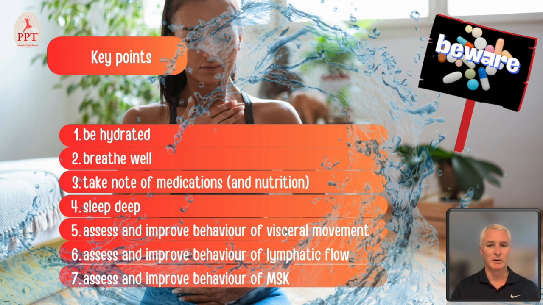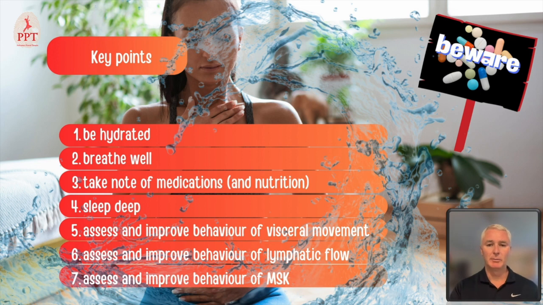That sleep state is going to be relevant for the neurotoxic waste clearance. There are ways that the viscera moves or doesn't move that could change the interstitial flow. Same with lymphatic flow and congestions. And of course, the movement of the body through the musculoskeletal system can also impact on that interstitial fluid flow.